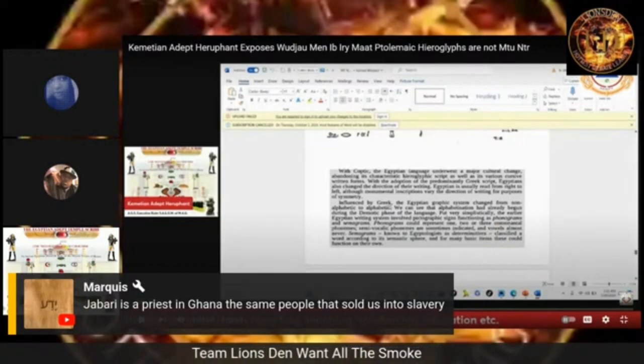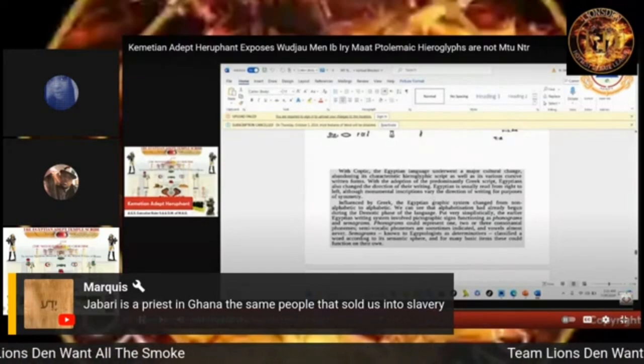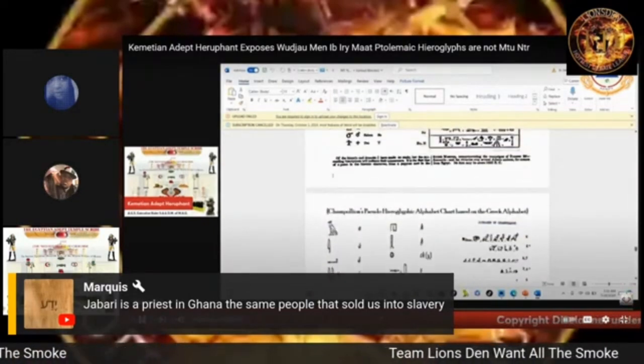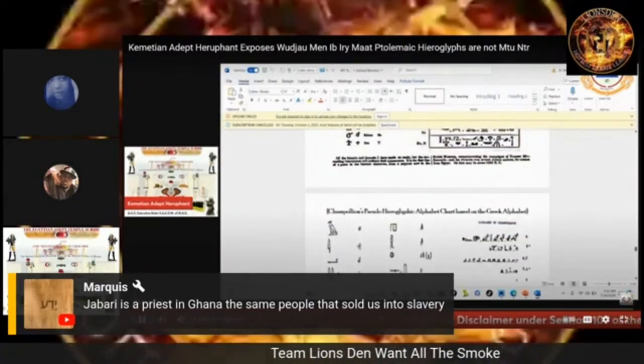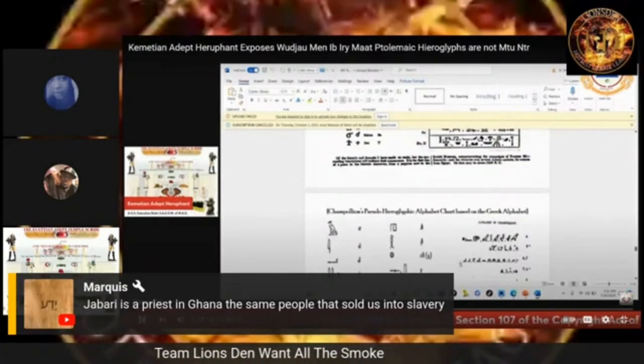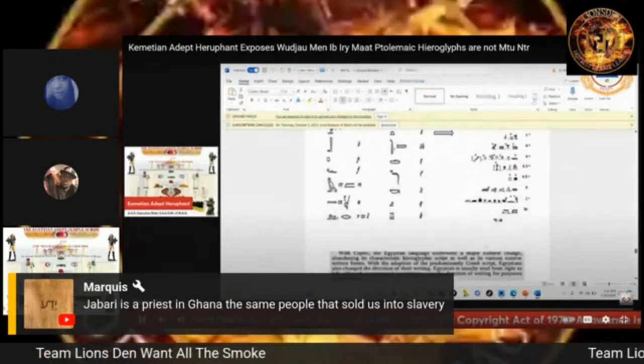Look at it. Why this? It's the Greek song, because you're using the Greek alphabet. So those who think that they're dealing with Metu Netcher, no, you're dealing with the Greek alphabet disguised as Metu Netcher. That is what you're dealing with, people.